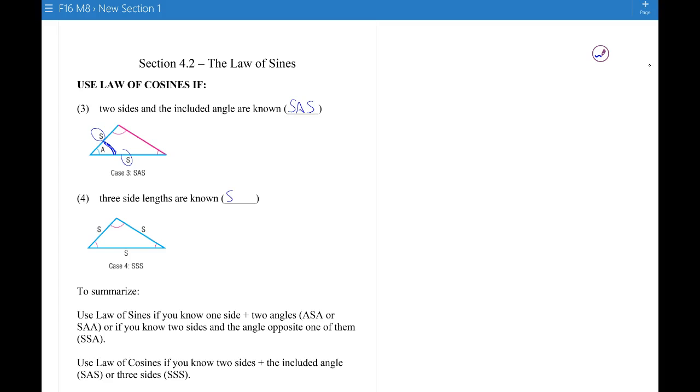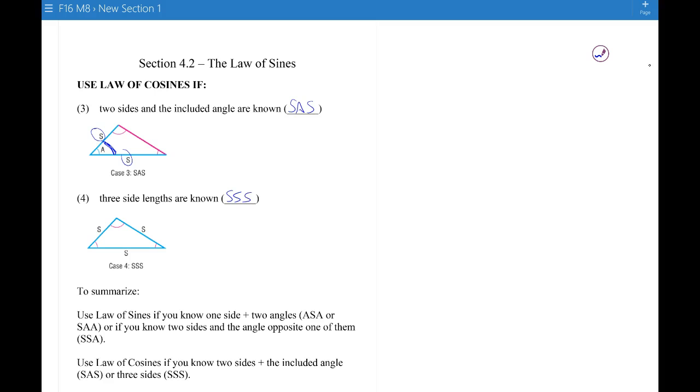And then if you know all three side lengths and no angles, again, that's going to be using the law of cosines. And again, it's going to be very obvious that you can't use the law of sines. Once you learn it, you'll see the arrangement that you need to have for it to apply. So you're going to use the law of sines if you know one side and two angles, or two sides and the angle opposite one of them.